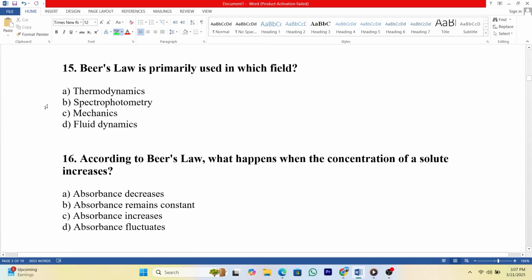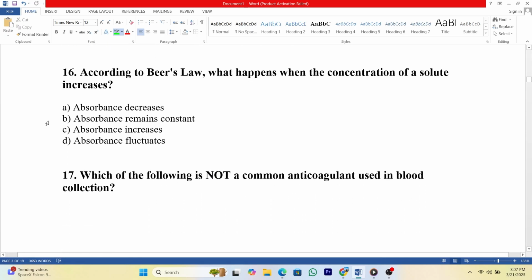15. Beer's law is primarily used in which field? A. Thermodynamics. B. Spectrophotometry. C. Mechanics. D. Fluid dynamics. Answer, B. Spectrophotometry. 16. According to Beer's law, what happens when the concentration of a solute increases?